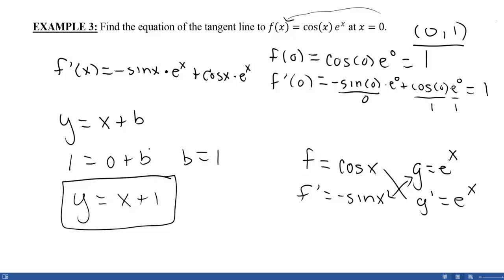Again, the process is the same as we've done before for tangent lines, only now the derivative is a little more complex. For the next problem, we're going to be looking at both first and second derivatives. Let's give it a try.